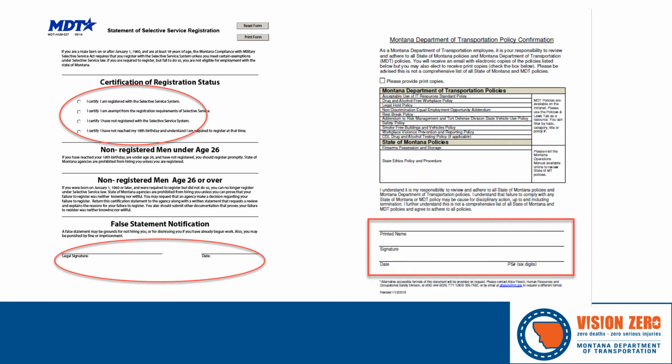The next document is the Montana Department of Transportation Policy Confirmation. This document just needs a printed name, signature, and date at the bottom. This document just states that you are aware that MDT has policies and we would like you to read through them. On your first day, you will receive an email that has links to all of these policies. If you would like us to provide you print copies of each policy, please check the box that says please provide print copies.